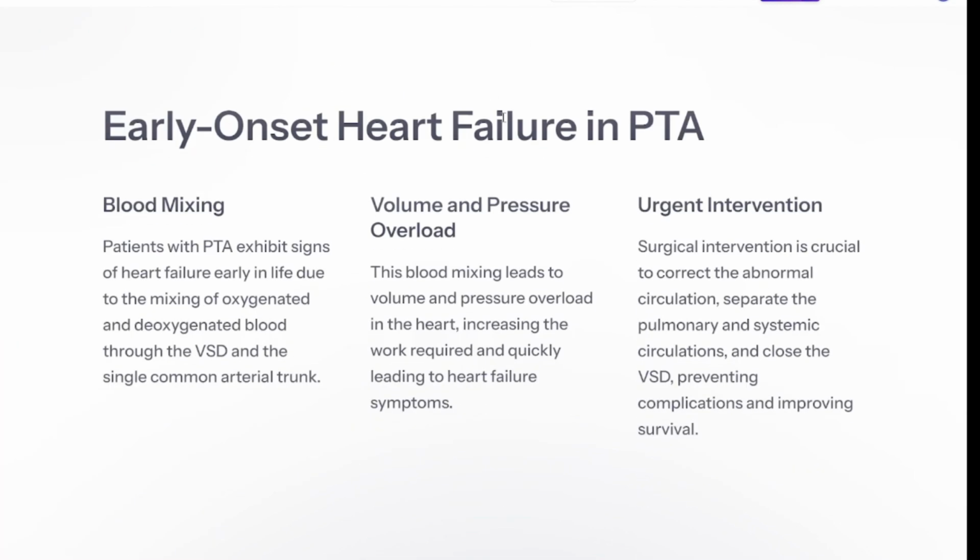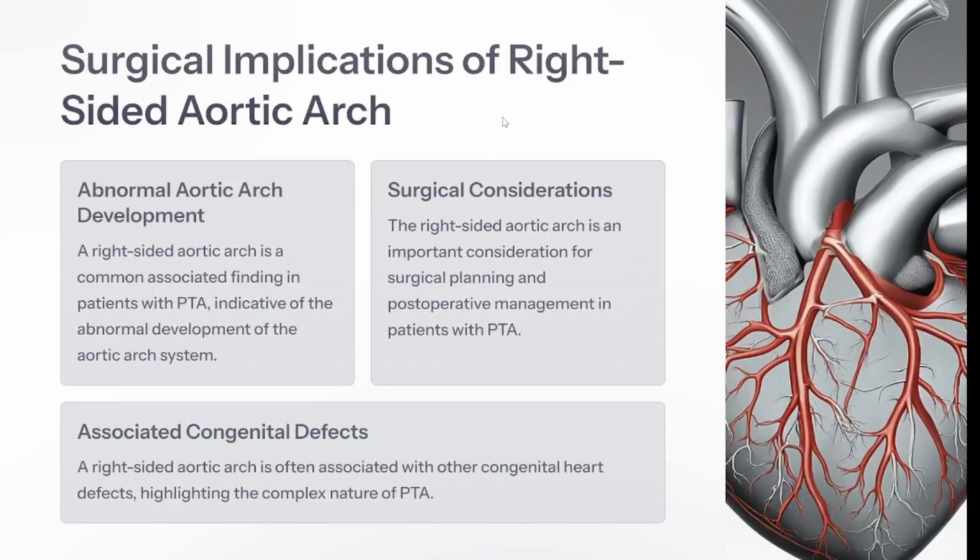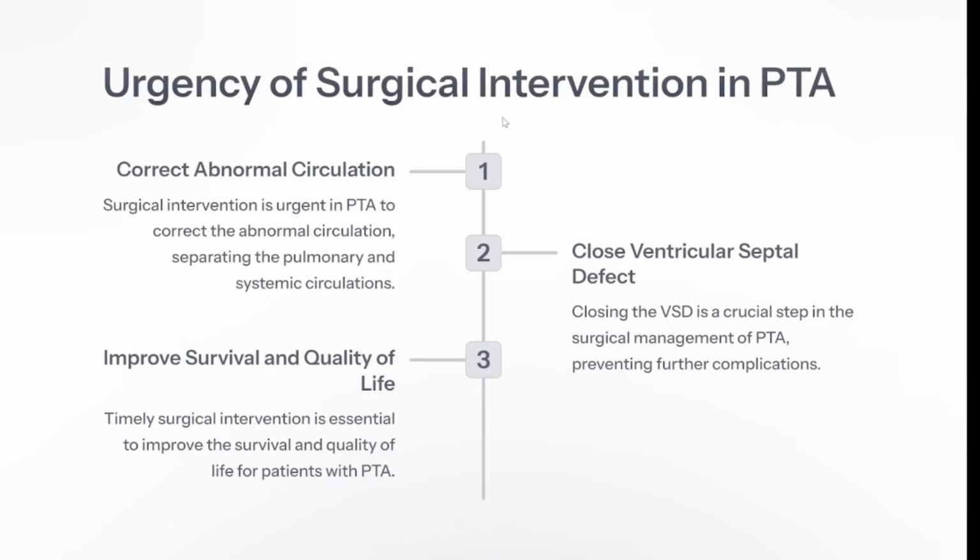Question 4. Why is surgical intervention urgent in newborns diagnosed with PTA? Surgical intervention is urgent in PTA to correct the abnormal circulation, separate the pulmonary and systemic circulations, and close the VSD. This is crucial to prevent complications such as severe heart failure, irreversible pulmonary hypertension, and to improve the survival and quality of life of the patient.